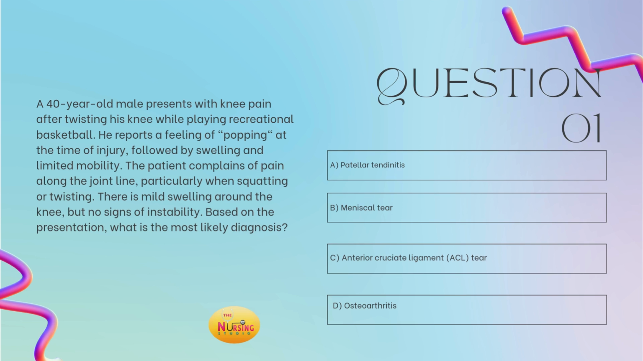Question number one states: a 40-year-old male presents with knee pain after twisting his knee while playing recreational basketball. He reports a feeling of popping at the time of injury, followed by swelling and limited mobility. The patient complains of pain along the joint line, particularly when squatting or twisting. There is mild swelling around the knee, but no signs of instability. Based on the presentation, what is the most likely diagnosis? Is it A, patellar tendonitis, B, meniscal tear, C, an ACL tear, or D, osteoarthritis?